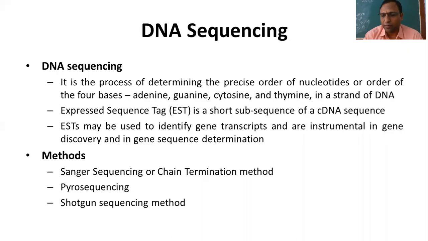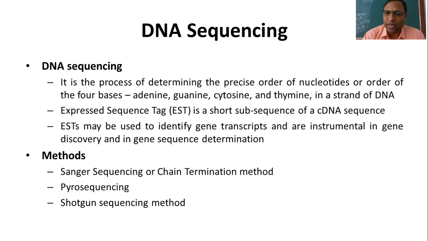So DNA sequencing. In general, when we are doing the lab work or bench work, DNA sequencing plays a very vital role. So we have to follow different methods. Either we can go for the automated systems, or we can go for the manual systems for the gene sequencing or the DNA sequencing. It is the process of determining the precise order of the nucleotides, the order of the 4 bases which are present, like adenine, guanine, cytosine, and thymine in a strand of the DNA, and whether any deviations are there, that we have to identify.